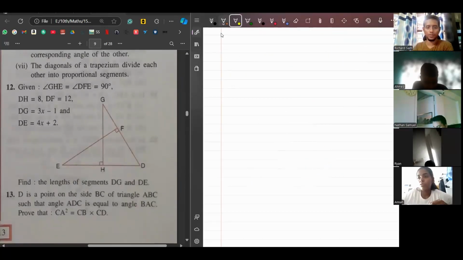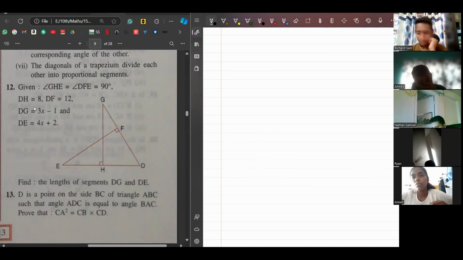Okay, look at this question, everyone. Given angle GHE, that is GHE, is 90 degrees, and DFE is also 90 degrees. DFE, okay, 90 degrees marked on your diagram. Okay, listen very carefully, everyone. Next, DH, okay, we'll do one thing. We'll draw these two triangles. There are two triangles here. We'll draw them both separately. Instead of putting them together, we'll draw them separately and then we can study them easily.